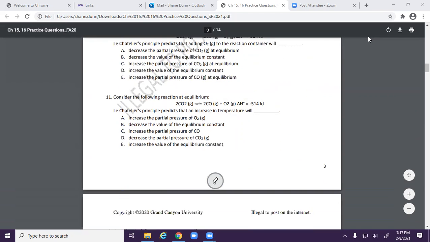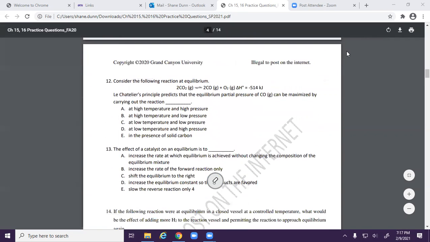Number 12. Le Chatelier's principle, yet again, predicts that at equilibrium the pressure of that will be maximized by carrying out what? So it wants to maximize something. If I want to maximize something, what does that mean? I want the most out of it, right? So I want to make the most amount of this stuff. That stuff, carbon monoxide, where's that found?